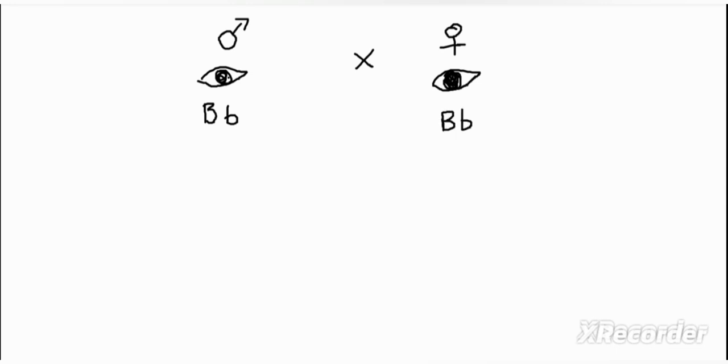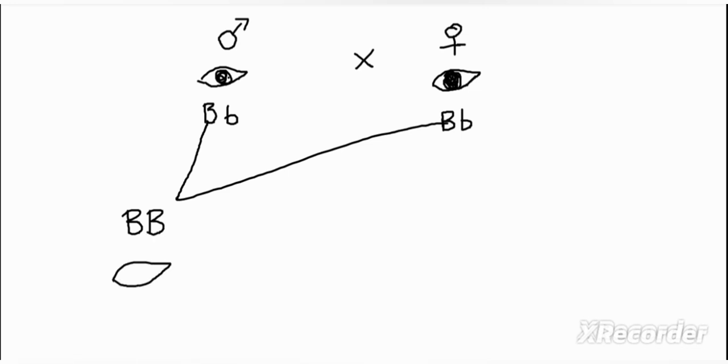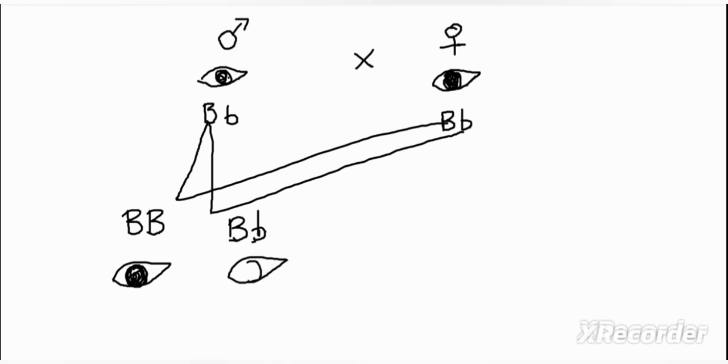And here, the male having black eye color is cross-fertilized with a female also having black eye color. And the female also has a heterozygous allele combination. As a result of this cross-fertilization, offsprings are produced. The first offspring will have a homozygous allele combination, capital B capital B. Both alleles code for black eye color, so phenotype is black eye color. The second offspring will have a heterozygous allele combination, capital B, small b. Both alleles are different. Here phenotype is black.